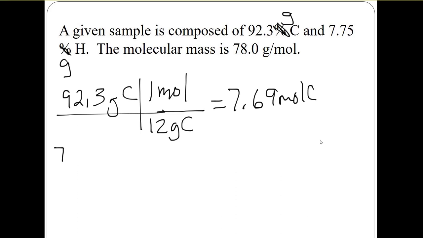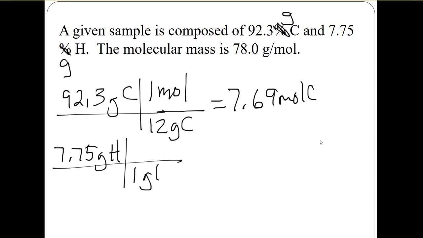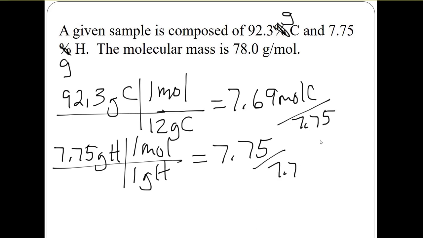Then my hydrogen, 7.75 grams of hydrogen divided by 1 gram of hydrogen. This is the only time 1 mole equals 1 gram. And I get the same number. I'm going to divide through by the smallest number, which is 7.75. And I'm given a 1. This one up here is 0.99, and that is pretty close to 1. So this is an empirical formula of CH, a 1-to-1 ratio.